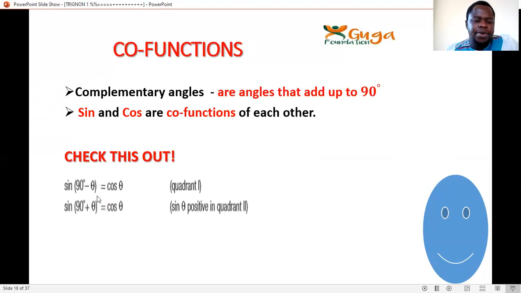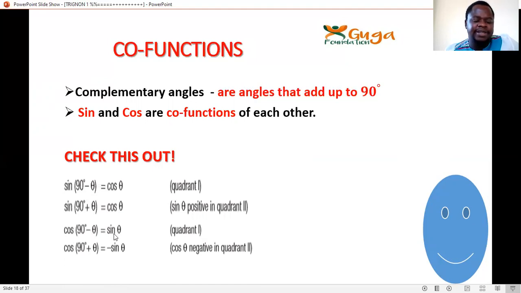And now 90 plus theta is in the second quadrant. Is sine there positive or negative? Positive. Then is it a cofunction? Yes, so you write cos theta. You write its cofunction.